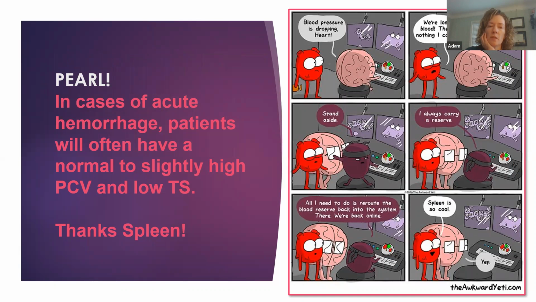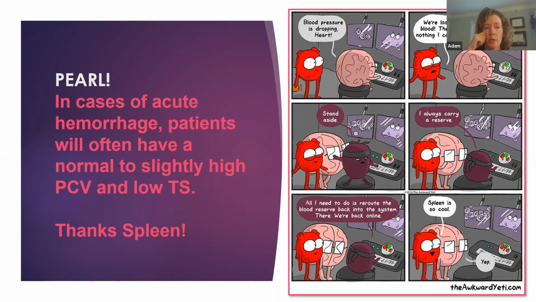One thing that we see fairly frequently, and this is pretty cool, the body is amazing, is that in cases of really acute hemorrhage, so a dog that got hit by a car, a dog that has a ruptured splenic mass and is coming in and is actively bleeding, instead of those patients having low PCVs and solids right away, we'll usually see that they actually have a normal to sometimes even a slightly high PCV and a low solids. And the idea there is that in cases of acute hemorrhage, the spleen contracts in the body and it releases additional cells into the circulation.